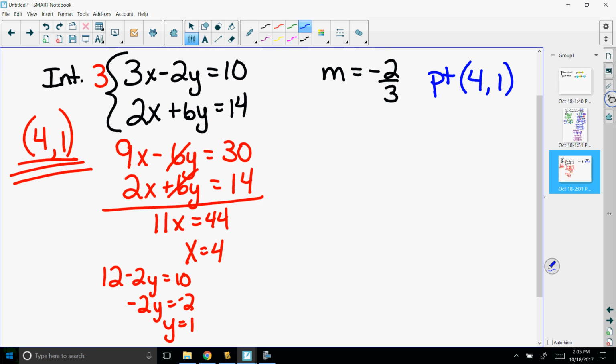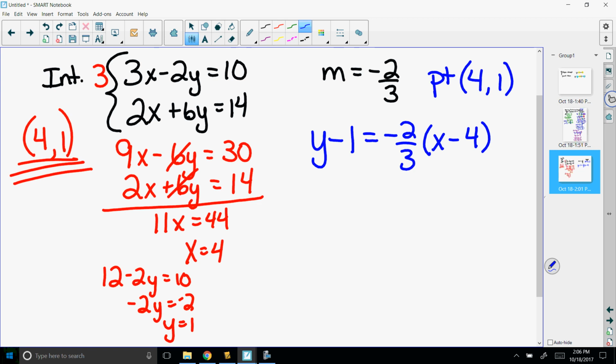What do they want? Equation for a line. How can I write an equation for a line? Point slope format. It's y minus 1, the y value of your point, equals negative 2/3 times. There you go. If they didn't tell me a specific format, that's an equation for a line, you'd be done. See how nice that is?